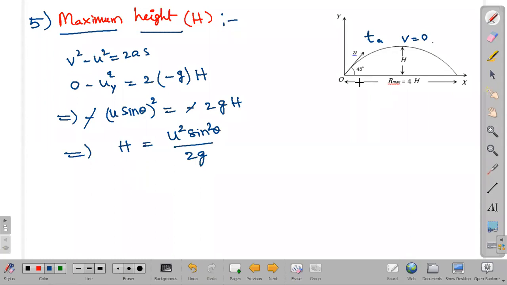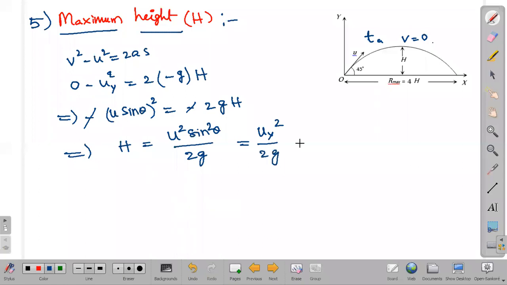Now, in this also, maximum height, we can also express this in simple terms. This also we can write as (u sine theta) whole square. No, this is u square sine square theta. u sine theta is nothing but uy, right? So we can write uy square by 2g. In short, we can write it in this form also.